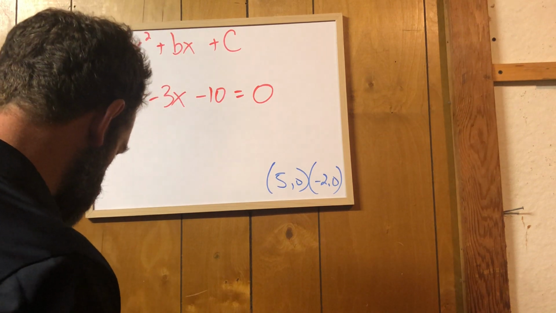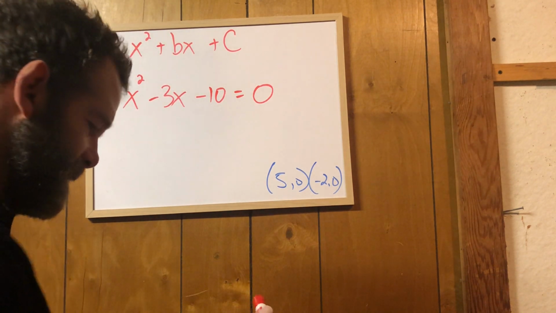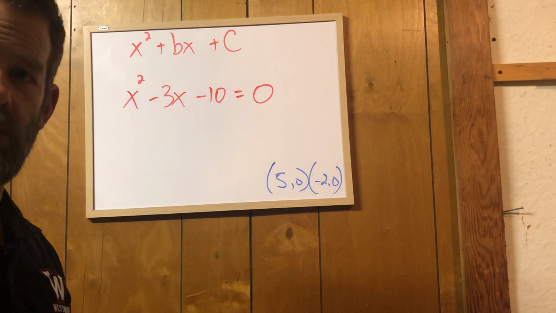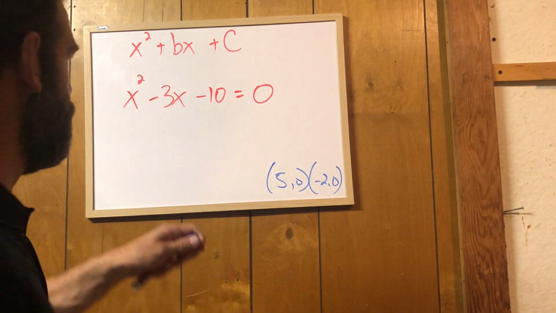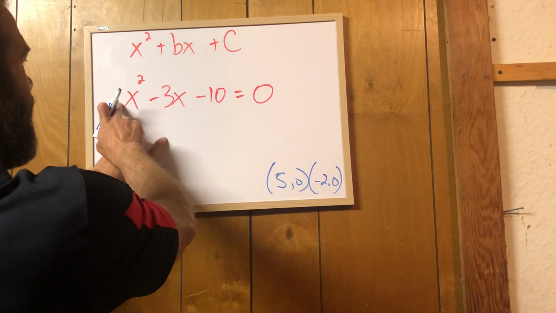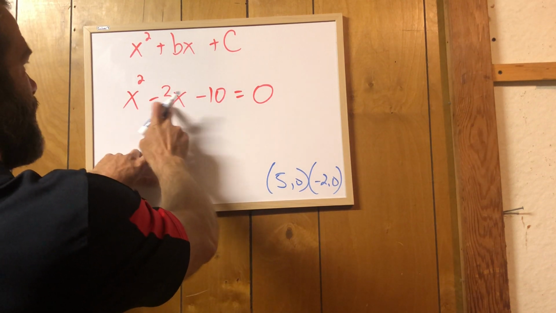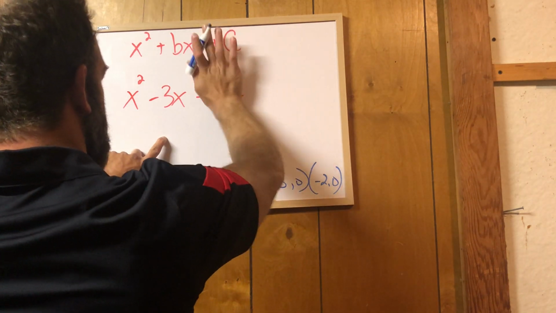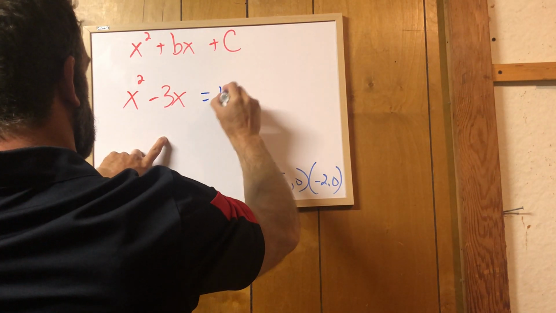Okay, the very first step, in your notes, you should see it says get ax squared plus bx all by itself. That means get ax squared and bx all by itself. So I'm going to take this negative 10 and add it to both sides. I'm going to move it over here.